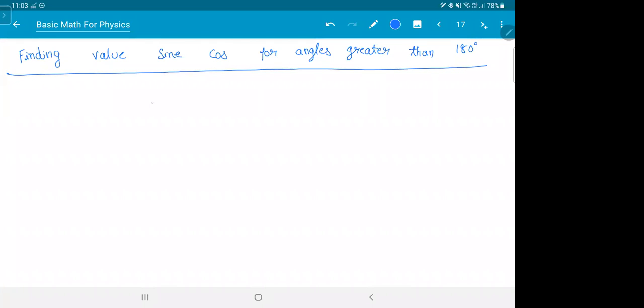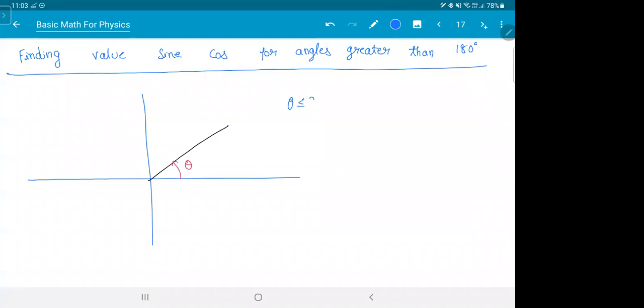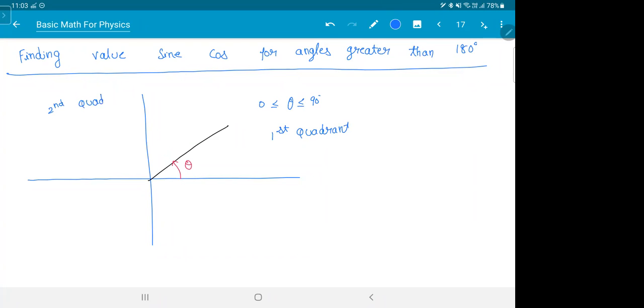Now, before that, we need to define something here. When you measure angles, theta is measured from the positive x-axis. If theta is between 0 and 90 degrees, this is the first quadrant. In the second quadrant, theta is between 90 and 180.